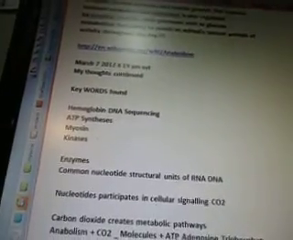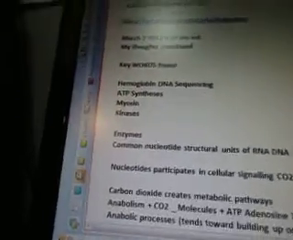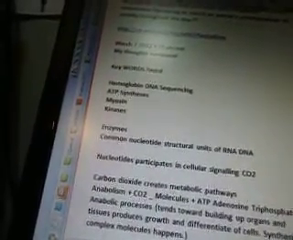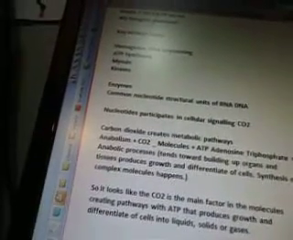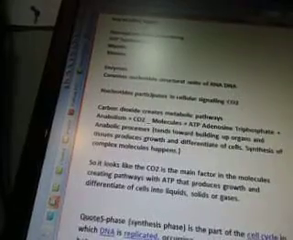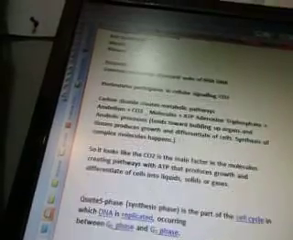So, March 7, 2012, 4:19 a.m., my thoughts continued. Keywords were found: hemoglobin, DNA sequencing, ATP synthases, myosin and kinases, enzymes, common nucleotide structural units of RNA, DNA. And it says nucleotides participate in cellular signaling, CO2.